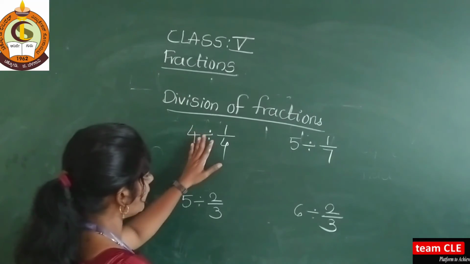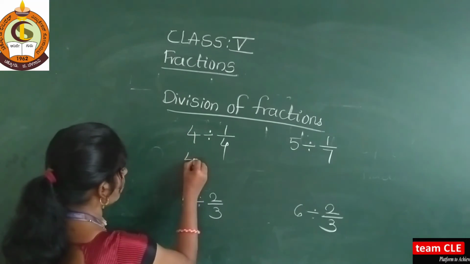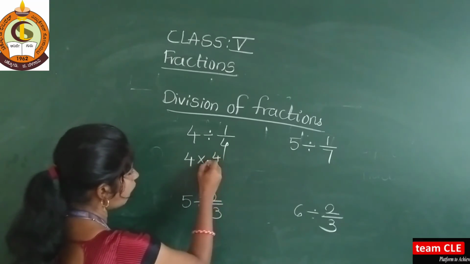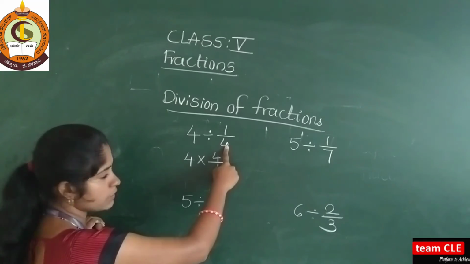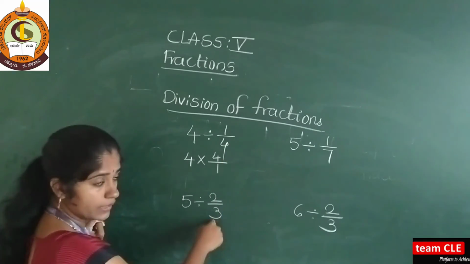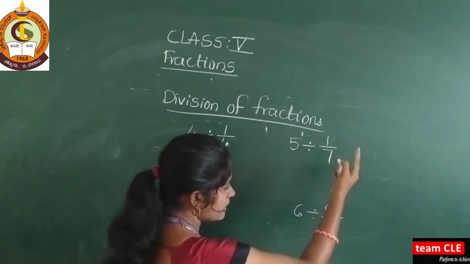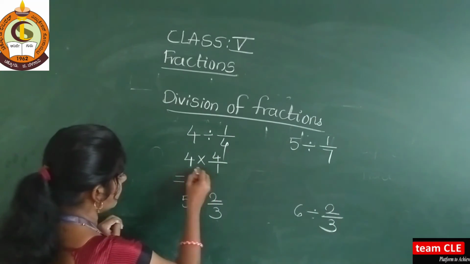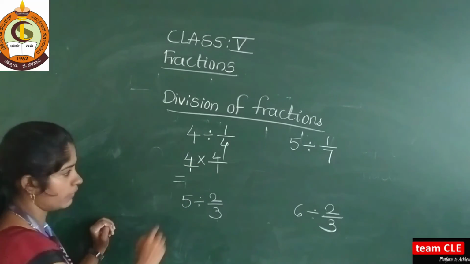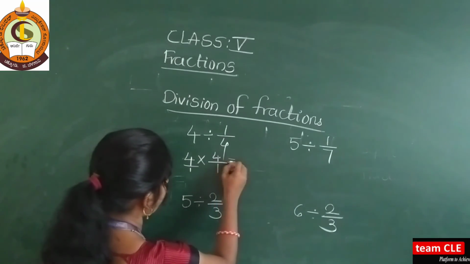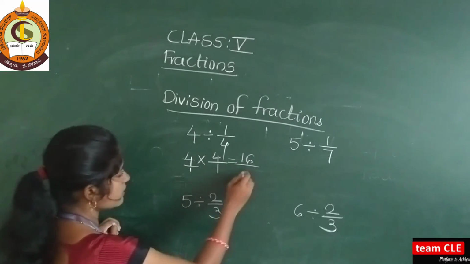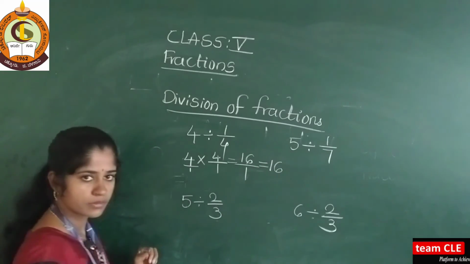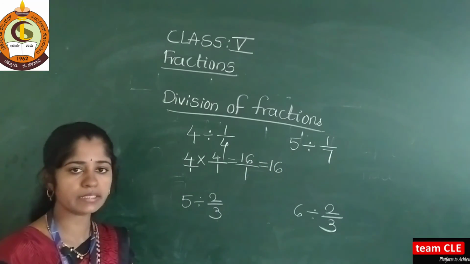See here, 4 divided by 1 by 4. Take 4 and make the reciprocal of the fraction. 1 by 4 has reciprocal 4 by 1. 2 by 3 has 3 by 2. 1 by 7 has 7 by 1. 2 by 3 has 3 by 2. Here there is no digit, which means you take it as 1. 4 4s are 16, 1 1s are 1. 16 by 1, 16 is the answer. 16 by 1 is nothing but 16.